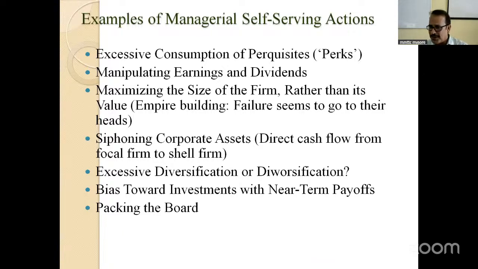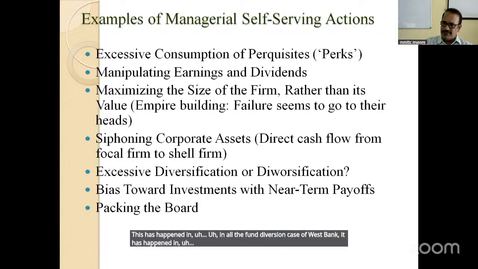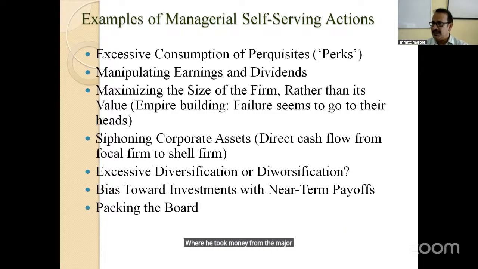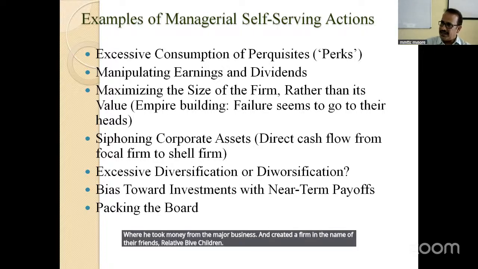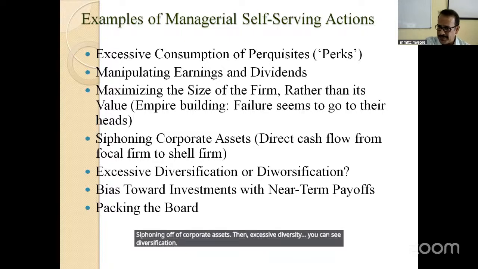Then siphoning off of corporate assets means what? You create a shell firm from the focal firm. You are the managing director. This has happened in all the fund diversion cases of Yes Bank. It has happened in, what is that, Ramalinga Raju's case, where he took money from the major business and created firms in the name of friends, relatives, wife, children, and transferred the money from the main business. This is called siphoning off of corporate assets.